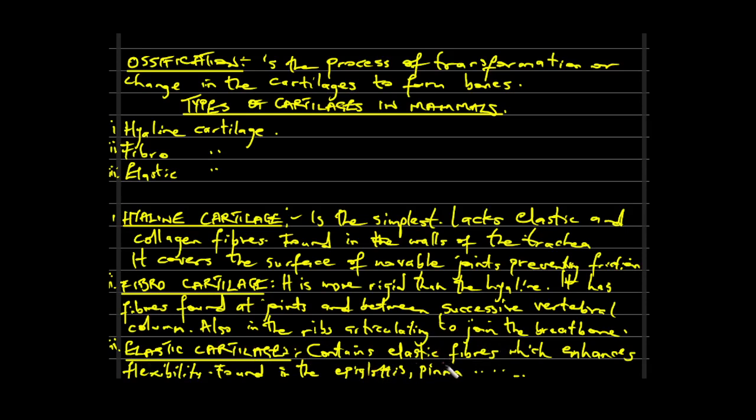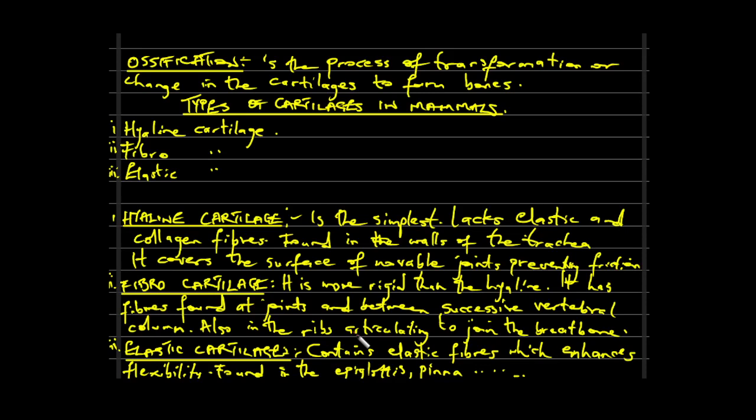It contains elastic fibers, which give the cartilage its flexibility. It enhances the flexibility of the cartilages, and that is why they are found in the epiglottis, in the pinna, that is the outer part of the ear, and other parts of the body, like the external auditory meatus. So thus far we have explained the cartilages.